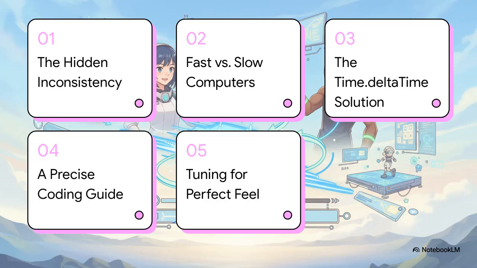So here's our game plan for this explainer. First, we're going to uncover that hidden inconsistency, and I'll explain why thinking in terms of per frame is a total trap. Then we'll dig into the simple math that shows why fast and slow computers create absolute chaos. After that, we'll introduce the hero of our story, the beautiful, elegant solution called Time.deltaTime. Then, I'm going to walk you through, line by line, a precise coding guide to get this fix into your own game. And finally, we'll get into the fun part, tuning our game to get that perfect professional feel.